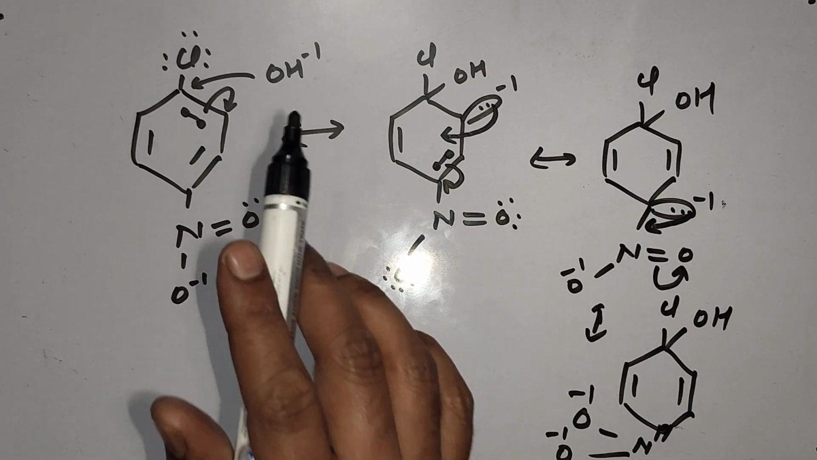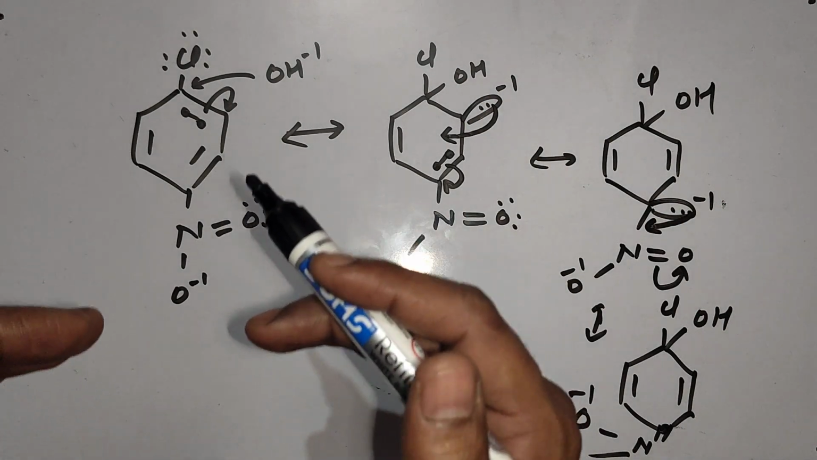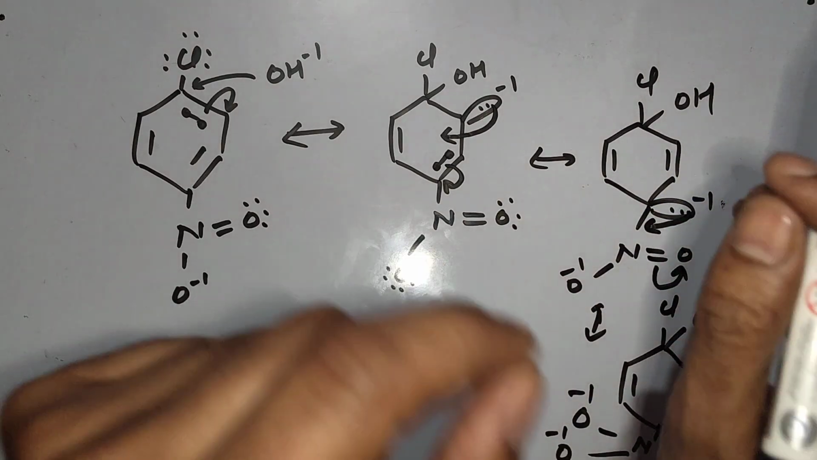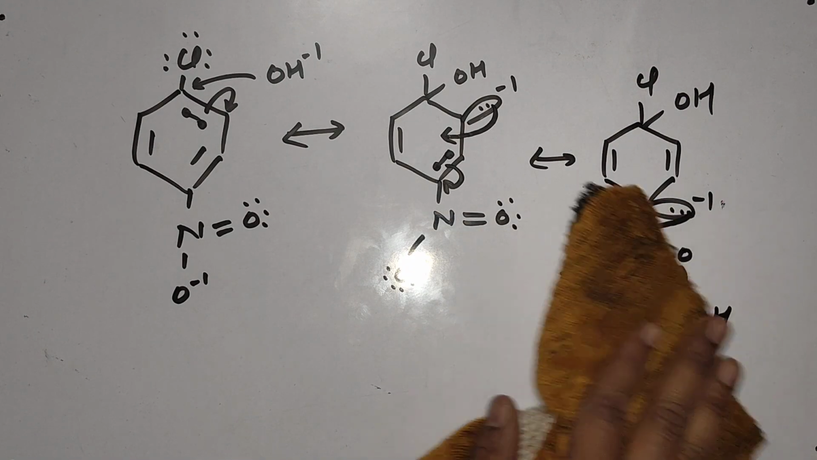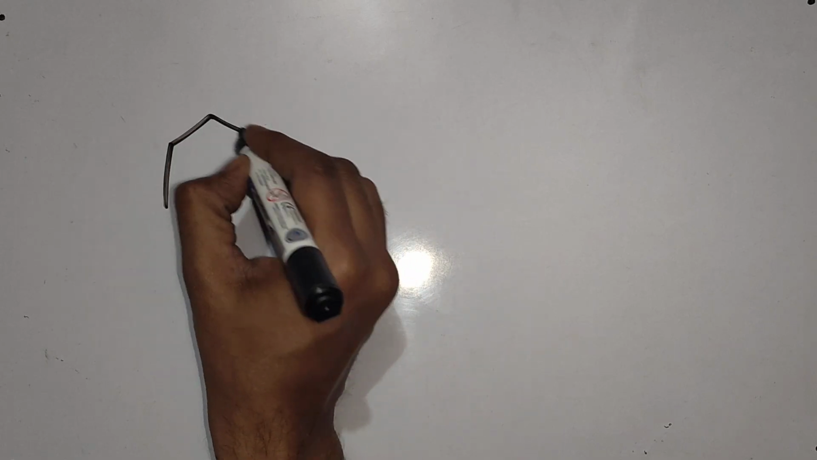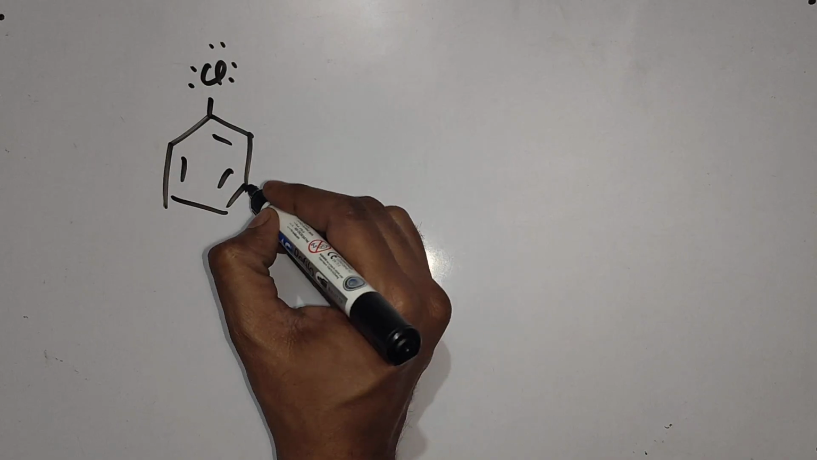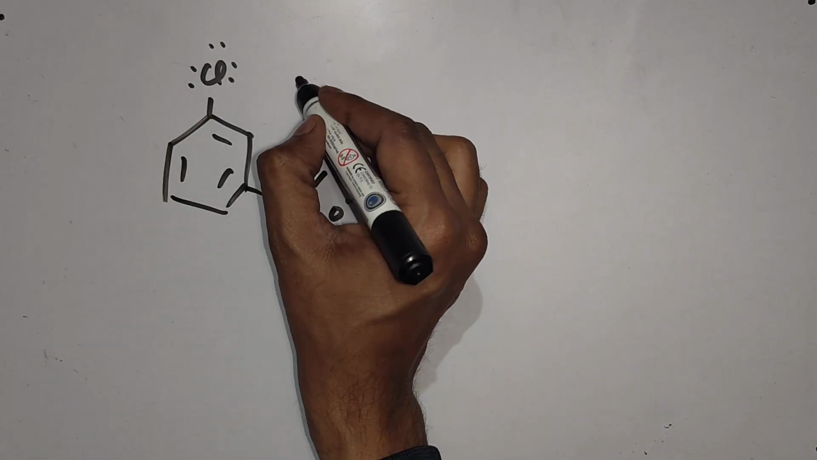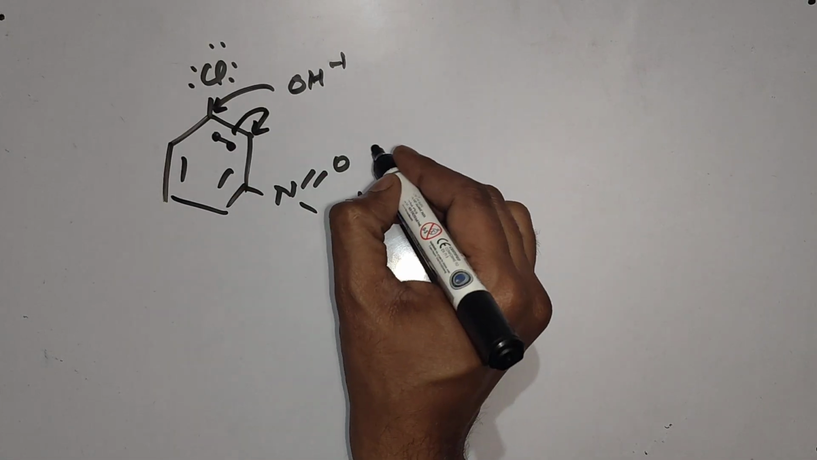So nitro group is enhancing the reaction by its electron attracting nature, and this it can do only from ortho and para positions, not from meta. Let's check why not from meta. Suppose our group is on meta position. This is meta position. OH negative is attacking on carbon, due to which pi electrons are pushed.